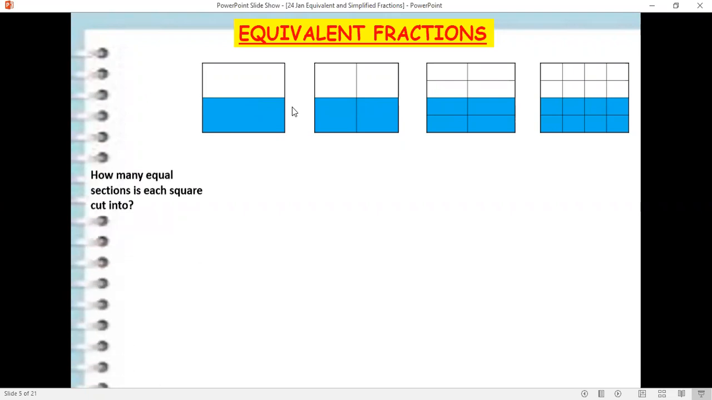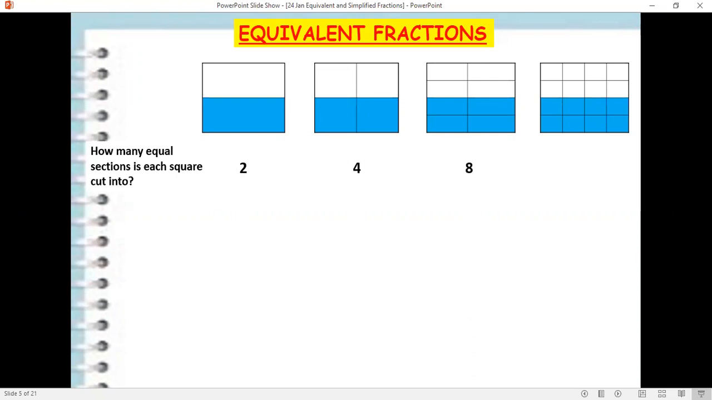To show equivalent fractions, let's see first how many equal sections each square is cut into. The first one is cut into 2, the second square into 4, the third square into 8, and the last one is 16. Now let's count also how many of the sections are blue or shaded. The first one, 1, second one, 2, the third one, 4, and the last one is 8.